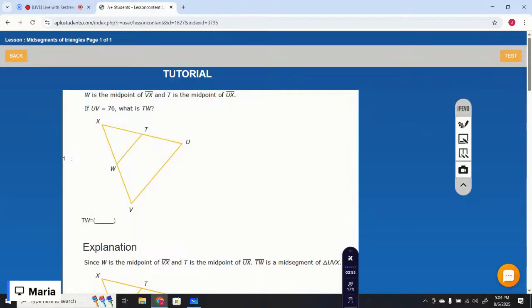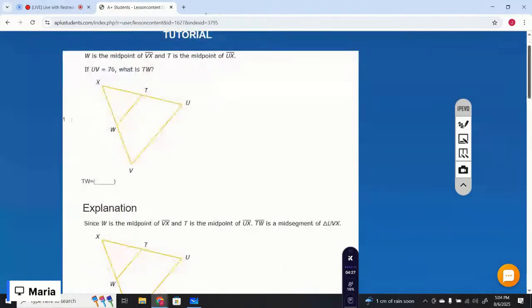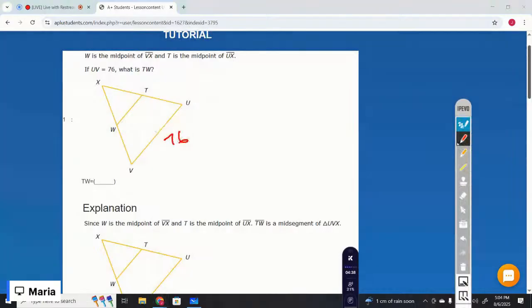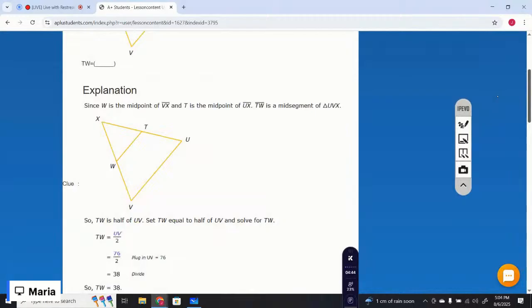W is the midpoint of VX and T is the midpoint of UX. So if UV equals 76, what is TW? So W is the midpoint of VX and T is the midpoint of UX. If UV equals 76, we need to find the length of TW, right?